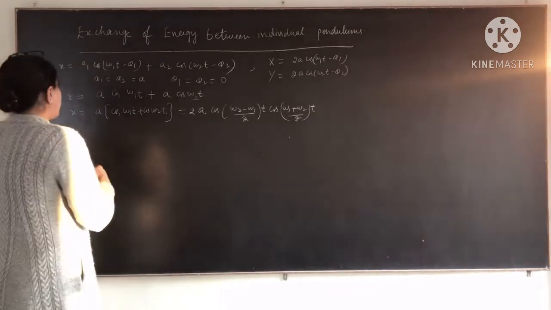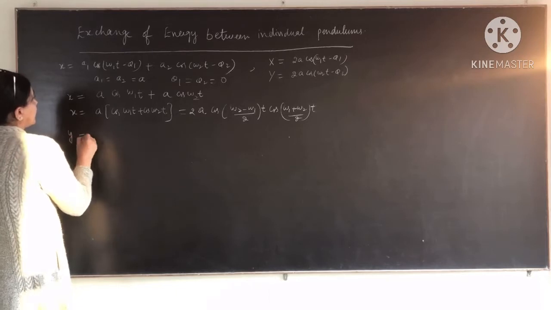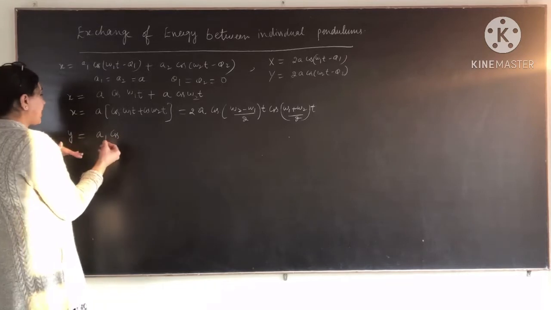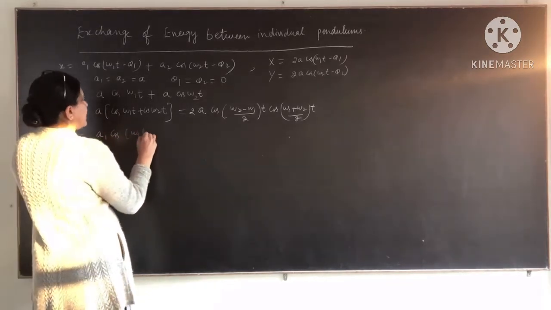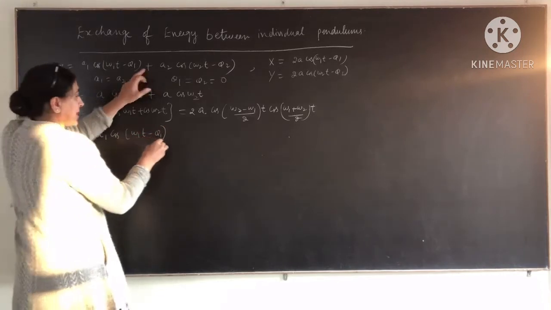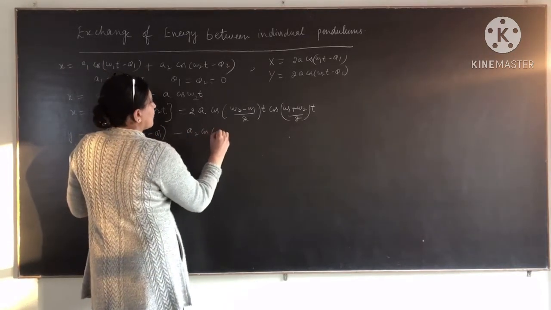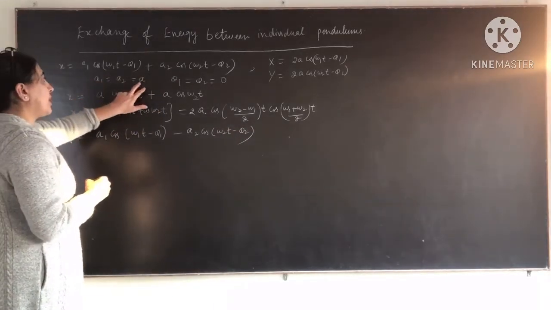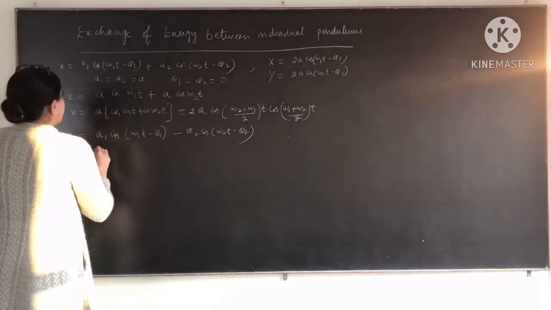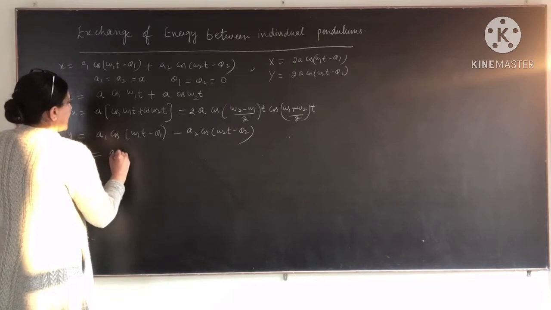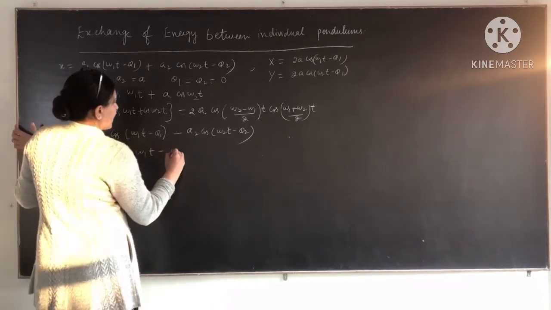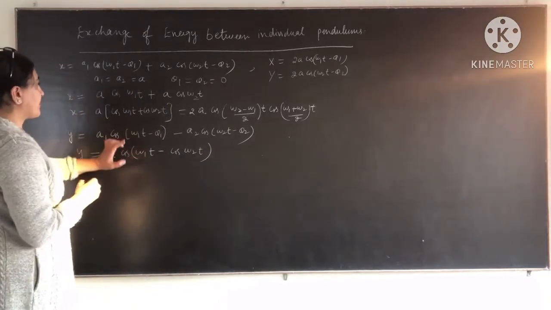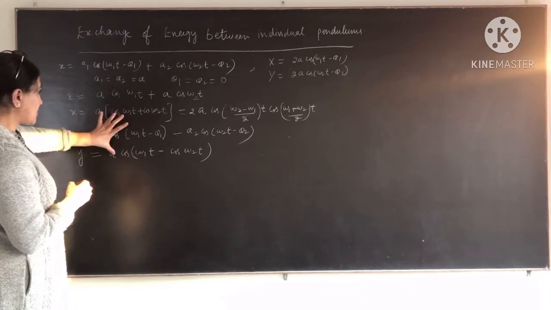Now we can also write the value of small y, which we derived in the previous lecture. y = a1 cos(omega 1 t minus phi 1) minus a2 cos(omega 2 t minus phi 2). Now with phi equal to 0, y = a [cos(omega 1 t) minus cos(omega 2 t)], taking a common. Clear? The only difference between these two is that here is plus, here is minus.